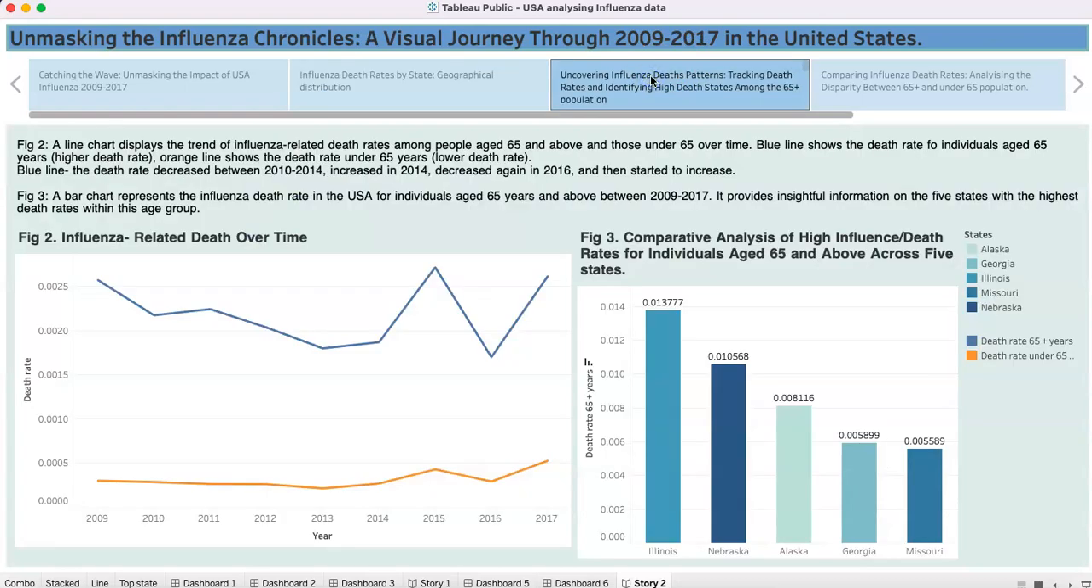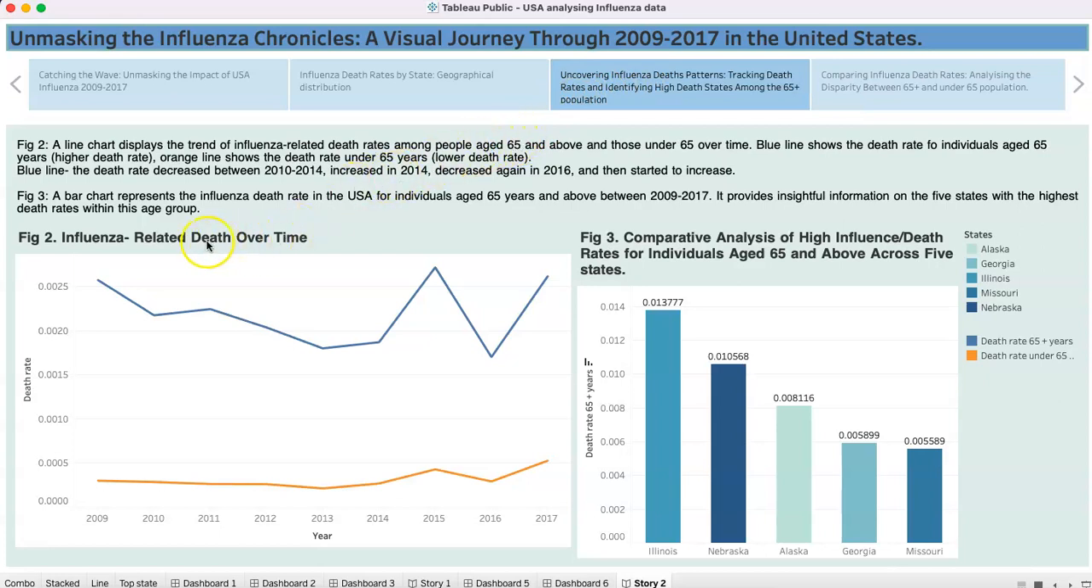So, moving on to figure 2. Figure 2 is a line trend graph visualization that shows the death rate for both the 65 years and above age group and the under 65 years age group over the analyzed period. By comparing the trends, you can observe the significant differences in influenza-related death between the two age groups.